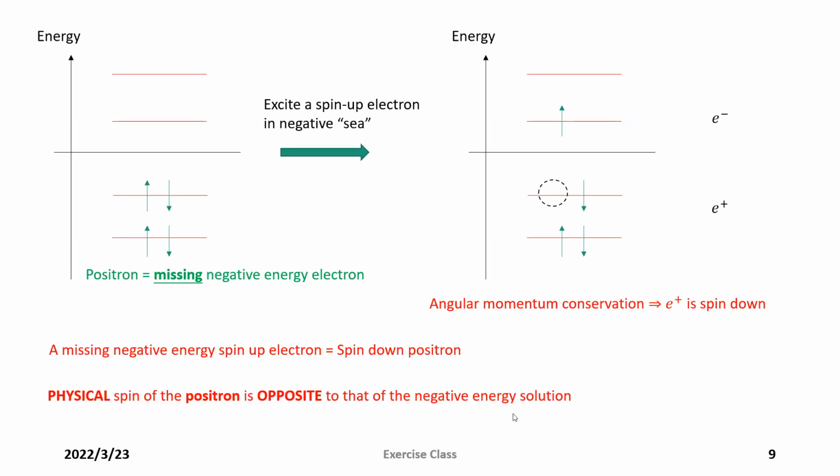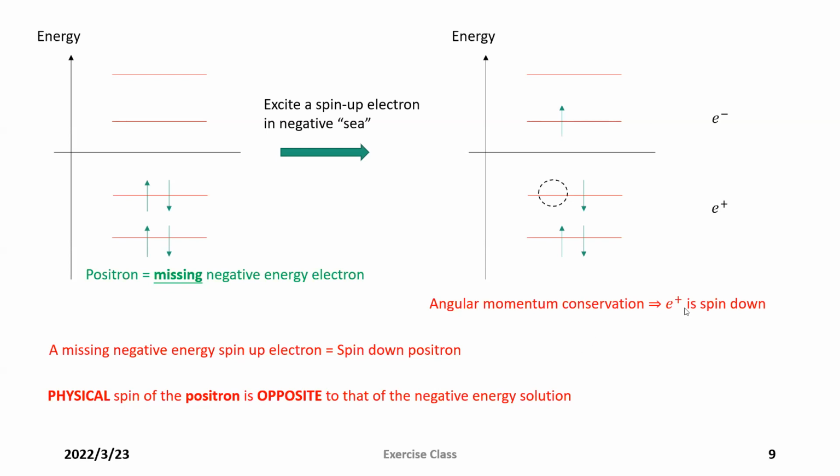So is it clear here? The key is that the property of the negative energy solution is not necessarily equal to the physical property of the positron. So we cannot just say that when the eigenvalue is h bar over 2, it means a spin up positron. It's not correct to make this conclusion. We have to think about it in a more complicated way.